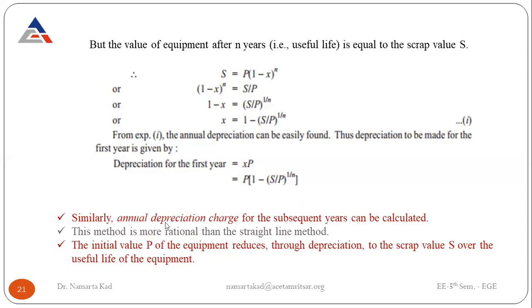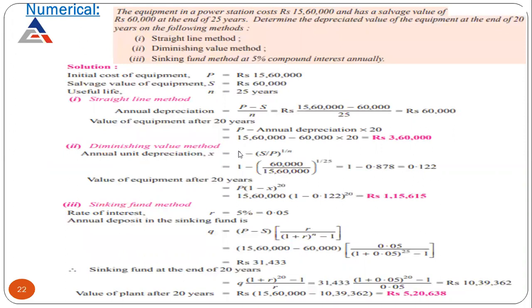Okay, so like this. Similarly, the annual depreciation charge for the subsequent years can be calculated, and this method is more rational than the straight line method. More accuracy is there. The initial value P of the equipment reduces through depreciation to the scrap value S over the useful life of the equipment. So as the life passes on, the cost of that particular machinery reduces to salvage value. Initial is P, and after n years it reduces to S, that is the salvage value. Okay. Now let's see this numerical, and here it is solved by using all the three methods.